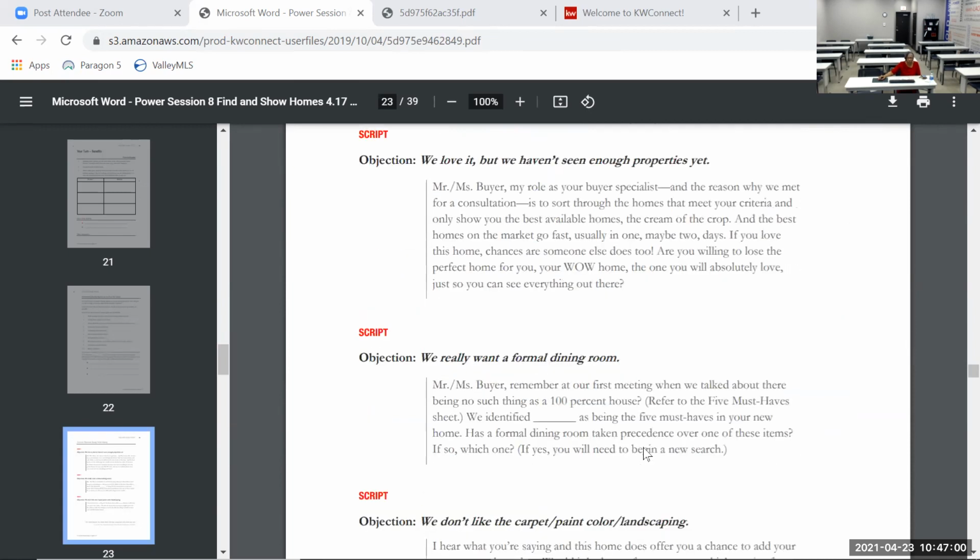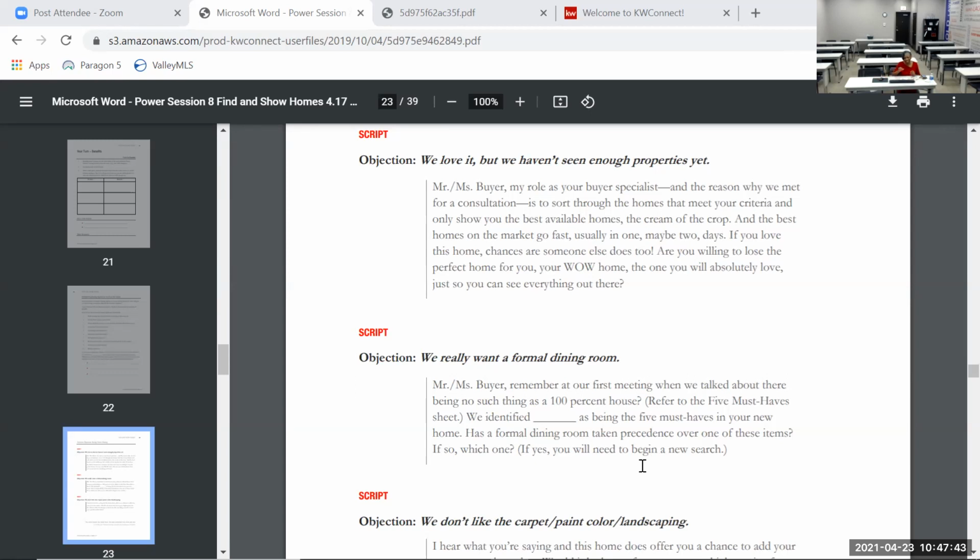Okay, so we're going to go through one of these scripts. One of the objections could be, "We really want a formal dining room." Well, Mr. and Mrs. Buyer, remember at our first meeting when we talked about there being no such thing as a 100% house? Refer them back to the 5 must-haves. We identified blank as being the 5 must-haves in your new home. Has a formal dining room taken precedence over any of those items on the must-have list? If so, which one? If yes, you will need to begin a new search.